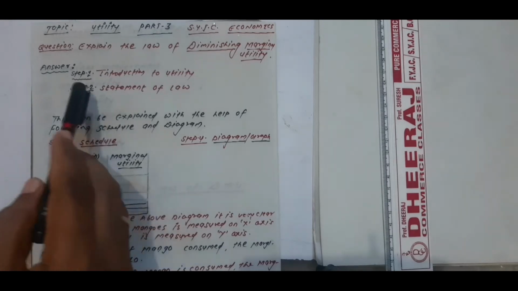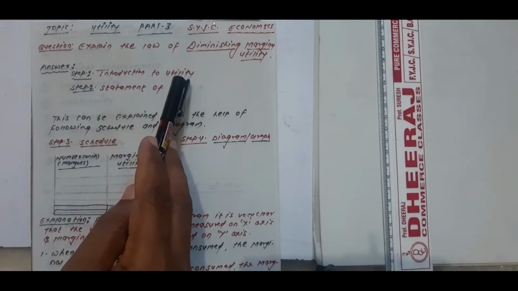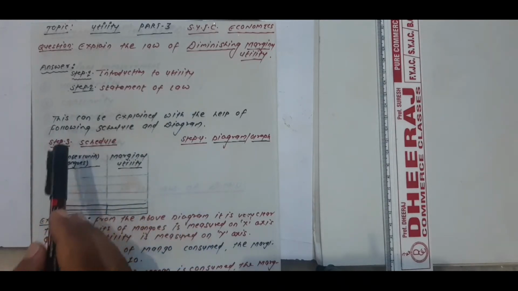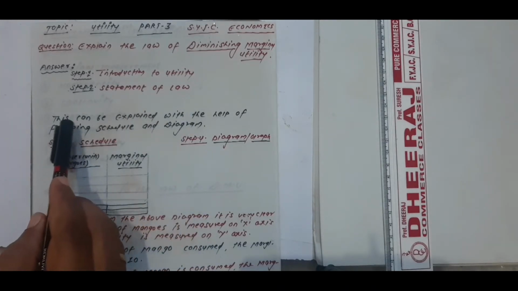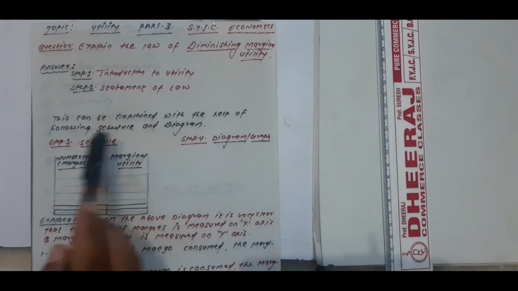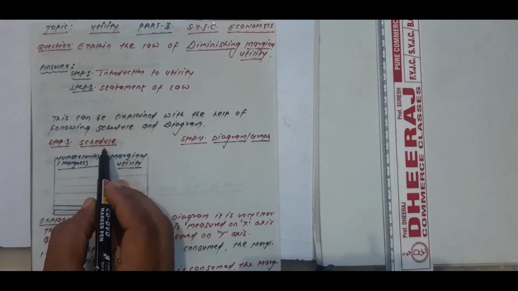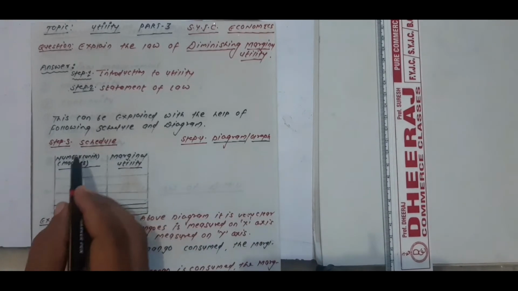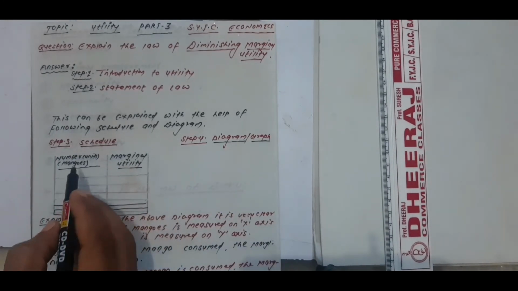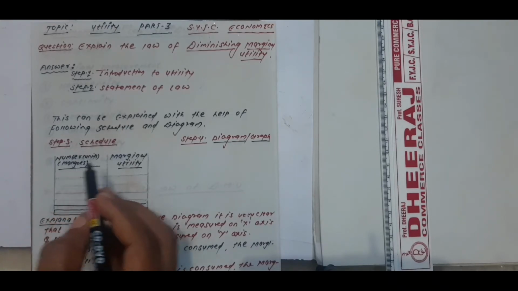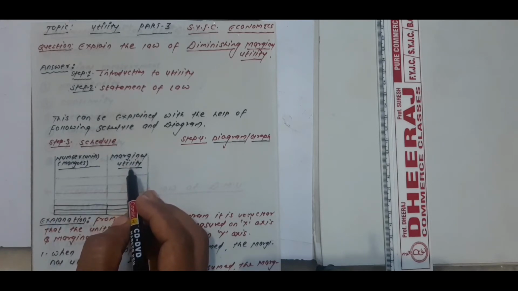So dear friends, step 1 is the introduction to utility, step 2 is the statement of law, and after this we explain that it can be explained with the help of the following schedule and diagram. Now, step number 3 is the schedule and step number 4 is the diagram. How to write the schedule? Here is the number of units of mangoes, and next the marginal utility.